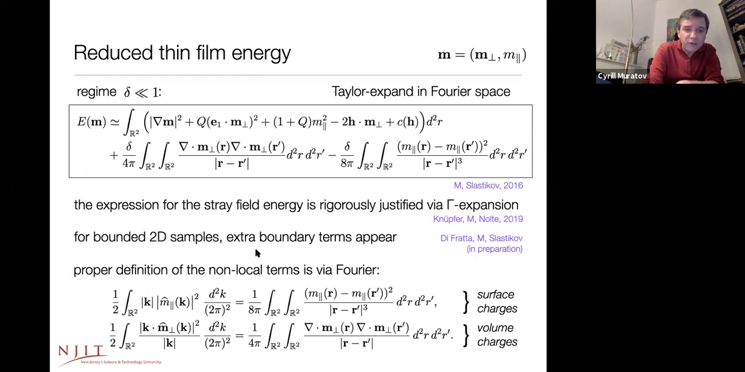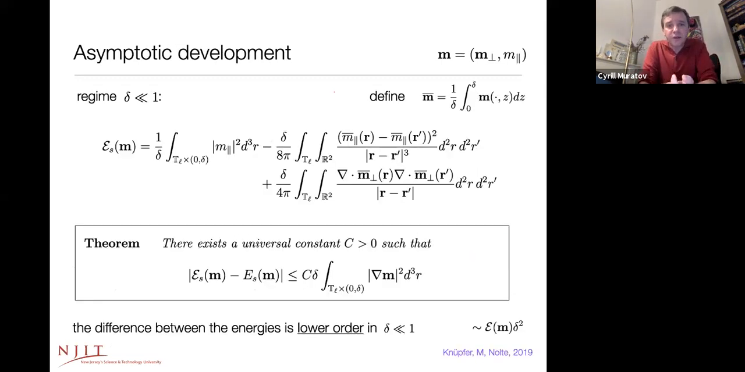Let me also mention that for bounded samples, it is not enough to simply restrict these integrals to the domain of the ferromagnet. That would not work for the non-local terms, and instead one would have to somehow truncate the magnetization and take into account that the magnetization is zero outside the sample. But if one simply does it naively and jumps from length 1 to length 0 vector, then it turns out that these two terms generically become infinite. And so some care is needed in defining what exactly is meant by these terms for the finite domain problems. And this is something we are finishing a paper on with Giovanni Di Fratta and Valery Slastikov.